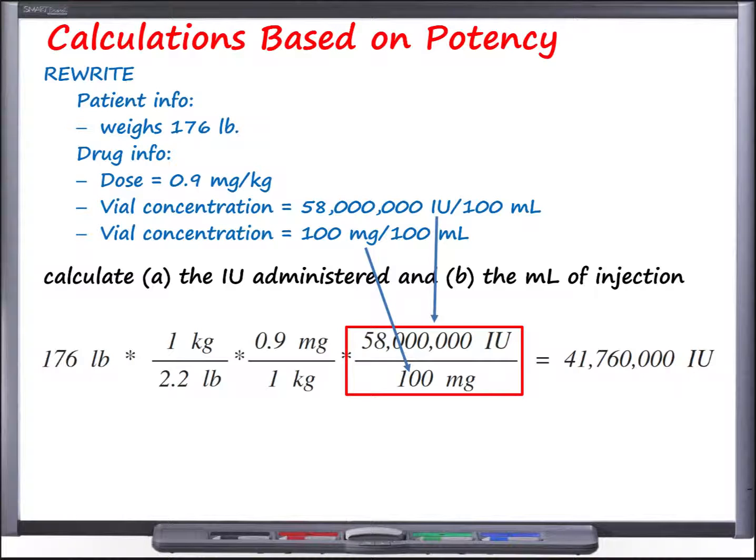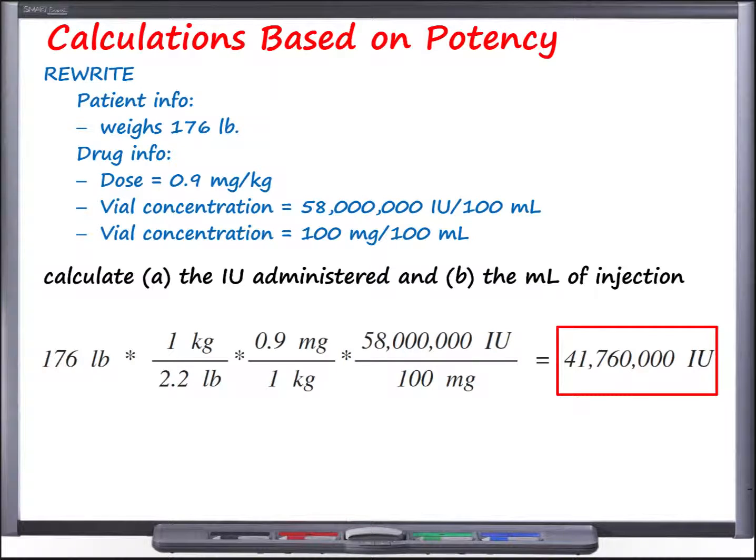As I said before, what we know that we have in our drug vial is 58 million international units. And we know that 58 million units is the same as having 100 milligrams. So if I set it up and multiply it by the number of units over the number of milligrams, then my milligrams units will cancel. And if I cross multiply all the way across, I will have a number that is a value in units.